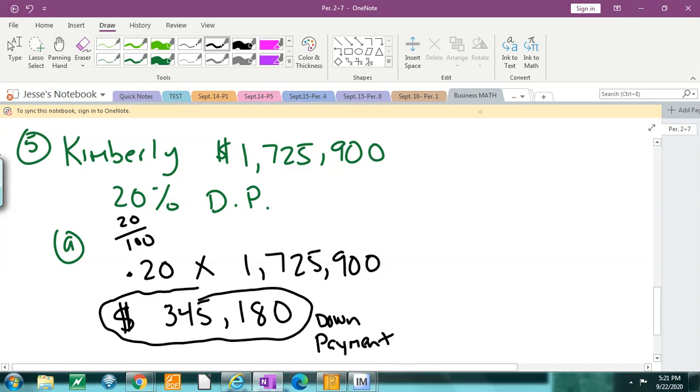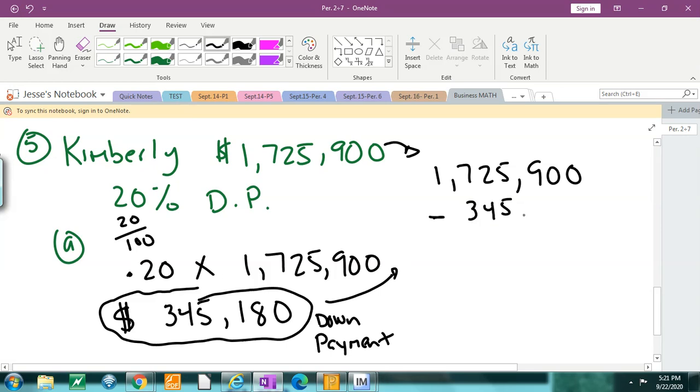So how much do you owe? Well, I already paid this. I mean, this is how much it's going to cost, right? It's going to cost $1,725,900, and then I'm already going to pay this, so I'm going to take away 345,180. So let's go ahead and take away to see how much I'm going to have to pay. You could use a calculator if you want.